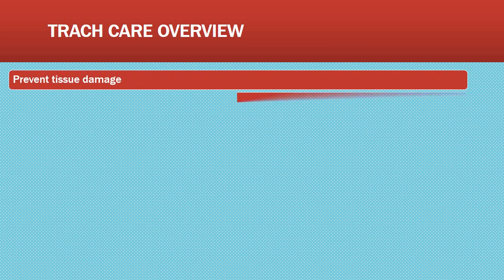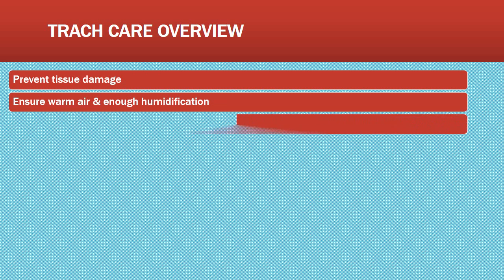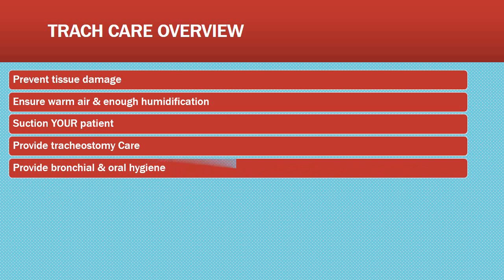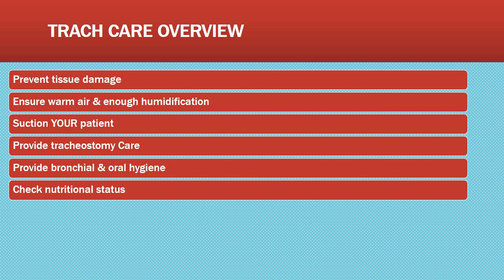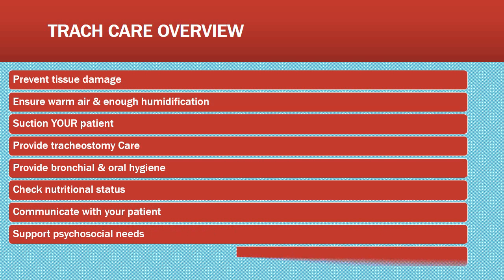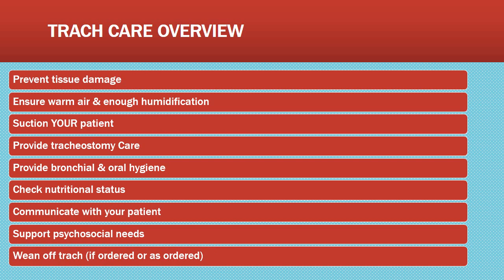The highlights for nursing care for a patient with a trach are to prevent tissue damage from happening, and to ensure that the patient has warm air and is getting enough humidification through their trach. You want to suction this patient. You want to make sure that you're providing tracheostomy care. I talked about that a little bit earlier. You want to understand your facility policy on what and who does what. I just don't like the thought of somebody having a tube sitting in their throat that is supposed to be changed every shift, but it hasn't been changed the last 3 days because we weren't sure who was going to change it. You want to provide bronchial and oral hygiene.